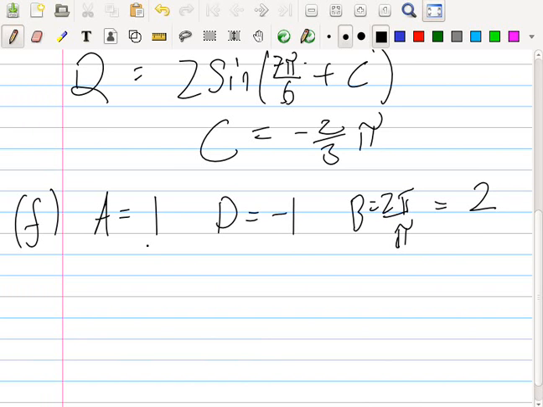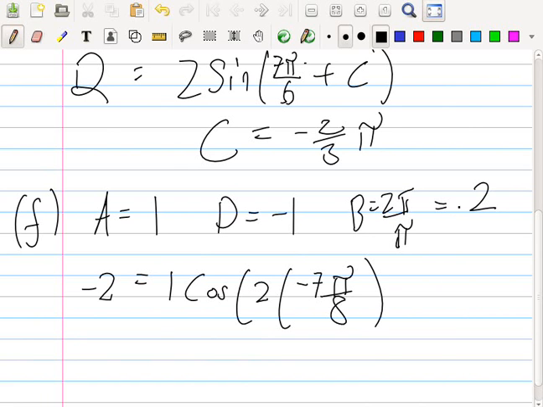Finally we get the C, and I will use the point on the far left for it. So I'll say y equals minus 2 equals a cos b x plus c plus d. Okay, so tell me what the c is here, please. So you do minus 2 plus 1 is minus 1 divided by 1 is minus 1. Cos inverse minus 1 is pi. Pi plus 7 pi over 8.